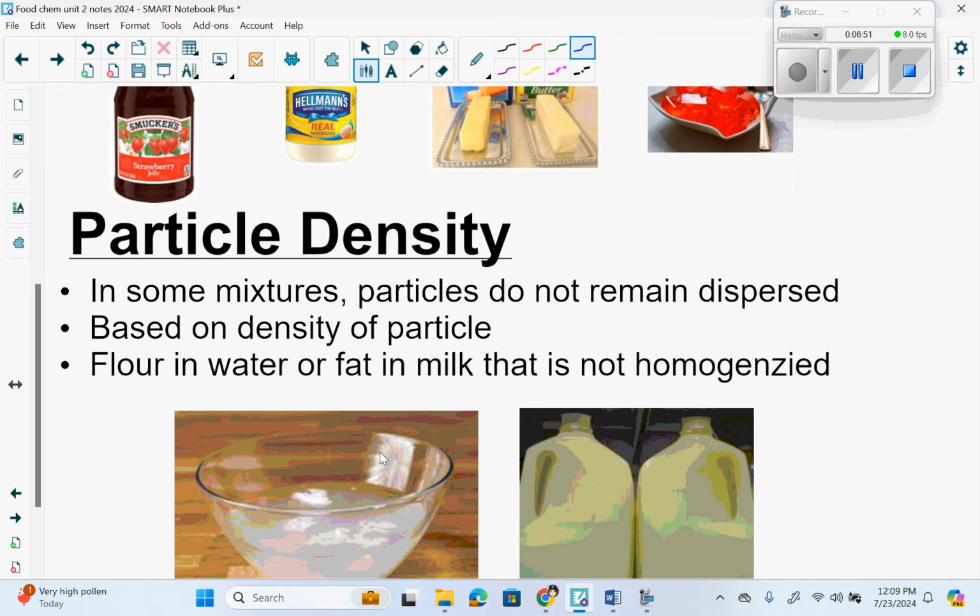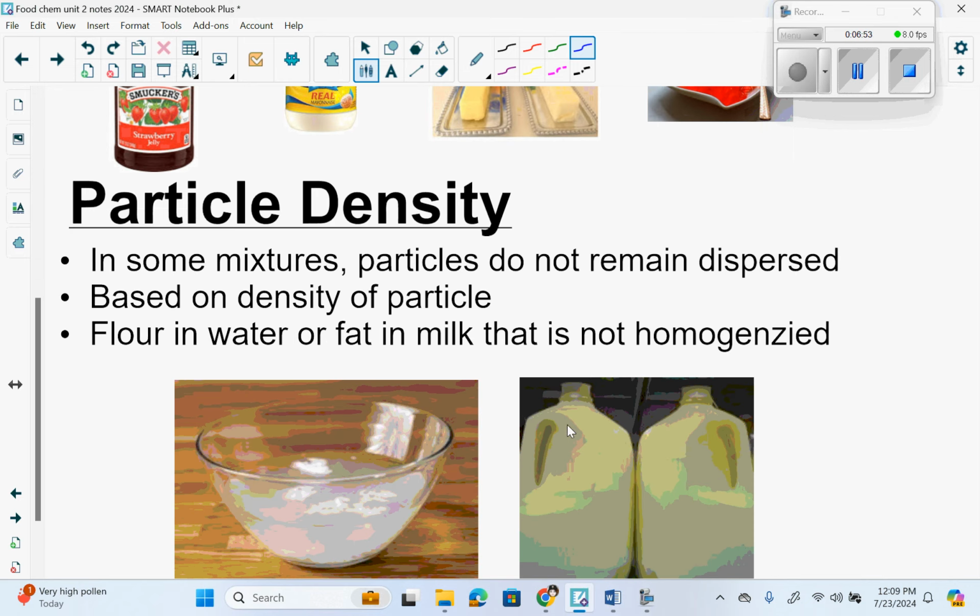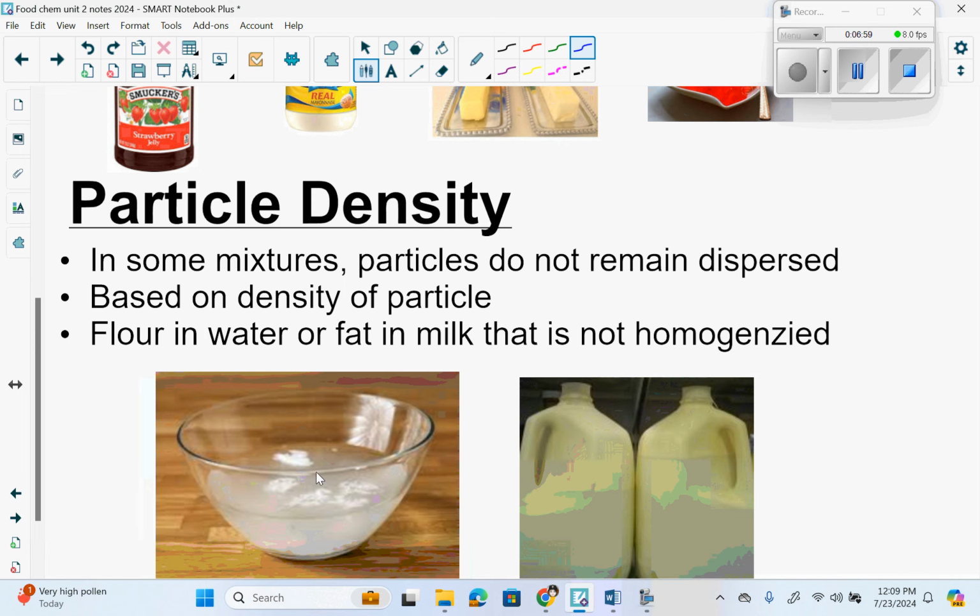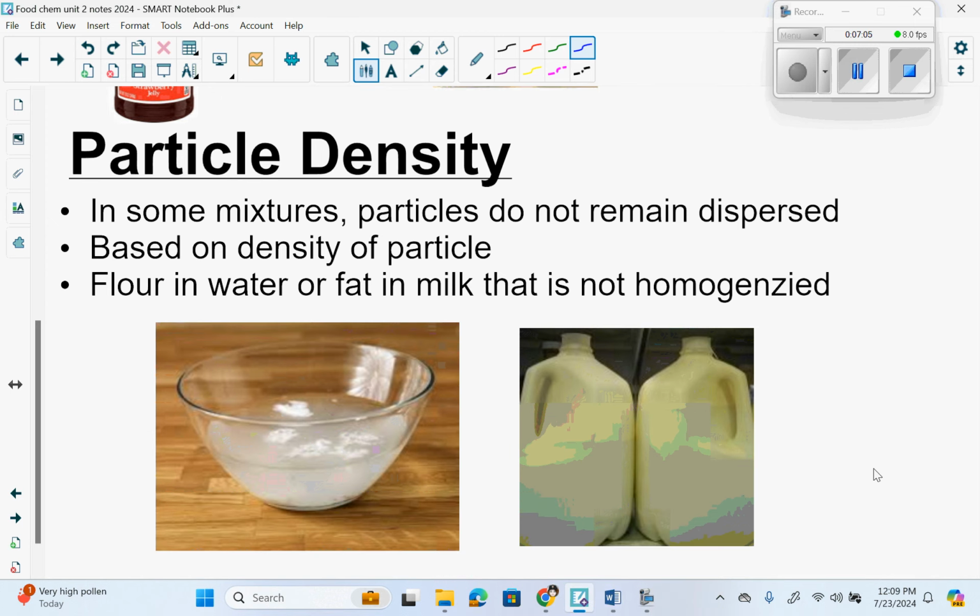Now, in terms of particle density, in some mixtures, particles do not remain dispersed, and this is based on the density, mass per volume of the particle. So like flour and water when you're baking, that flour is not evenly distributed. You can see the clumps. Or how about the fat in milk that's not homogenized? This would basically be milk from the animal itself without doing anything to it. If you let it sit for a while, the fat would separate from the milk.